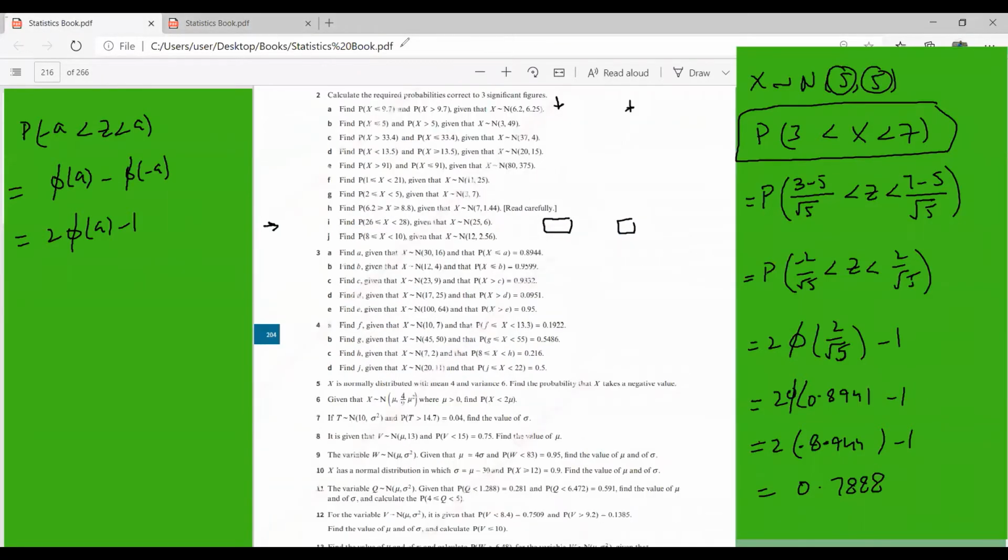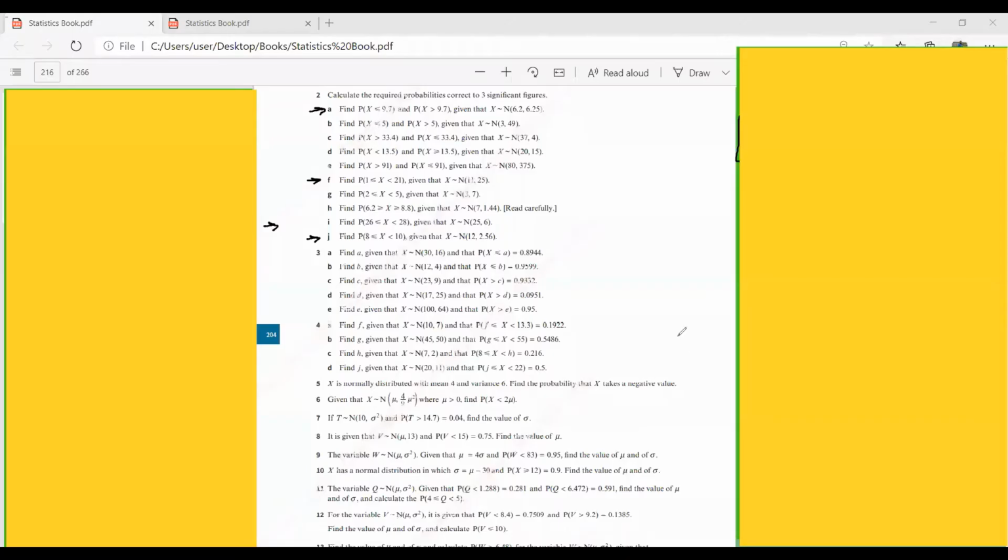This question number 2 is in front of you. It is your turn now. You try the parts of this question number 2. In fact, I tell you, you try this A part, then you do that F, and then you do that J. Let's do these 3 parts from here, and then I'll tell you how to do these. So this is 2A.